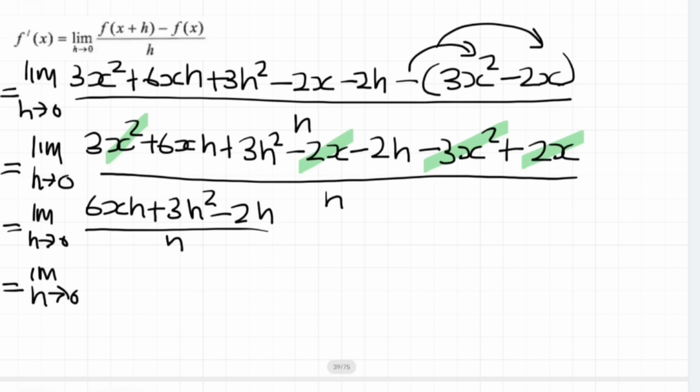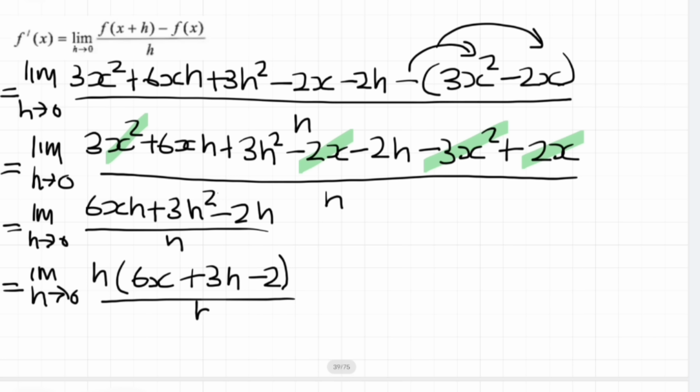Now I'm going to take out the common factor, which is h. If I take h on the first one, I'm going to be left with 6x. And if I take h on this one, I'm going to be left with plus 3h, because I take 1h, I'm going to be left with 1h. And then this one, if I take h here, I'm going to be left with negative 2, just like that. And then h. So as you can see, this is going to cancel this. What is going to be left there? So I'm going to be left with limit as h approaches 0 of 6x plus 3h minus 2.